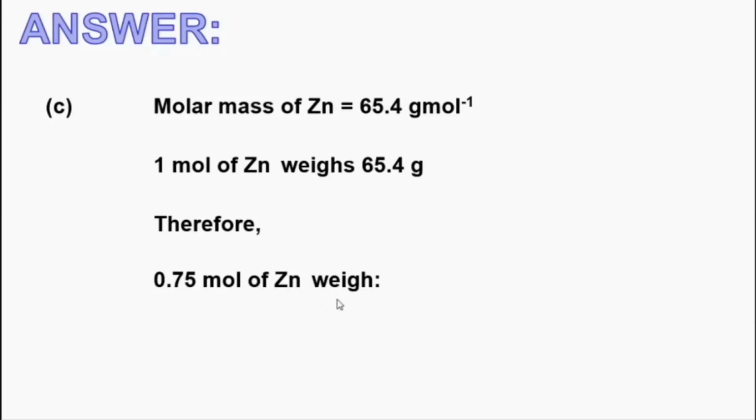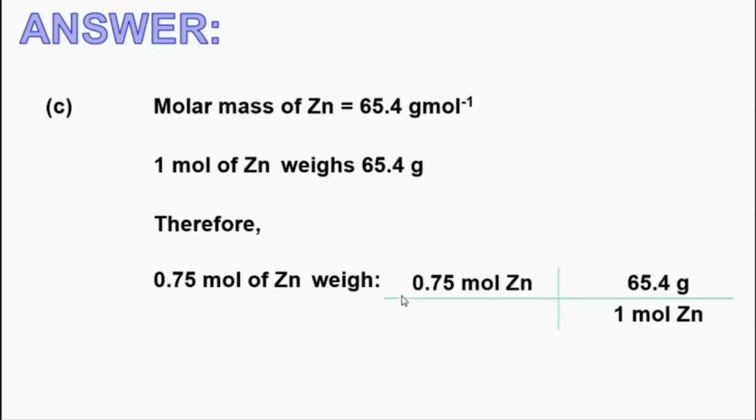0.75 mole of zinc. So 0.75 mole of zinc should weigh how many grams? If we calculate this, we get 49.05 grams, because this is less than 1 mole. If it is 1 mole, it is 65.4, but we have only 0.75, so that's why the mass should be less than 65.4.